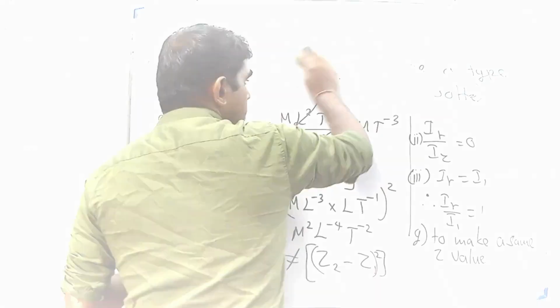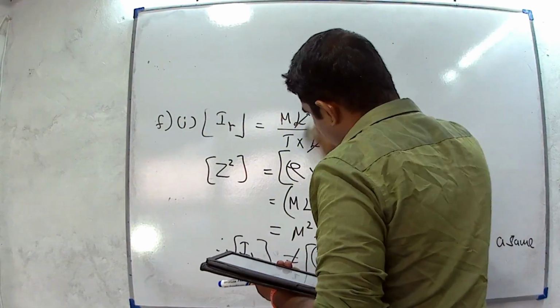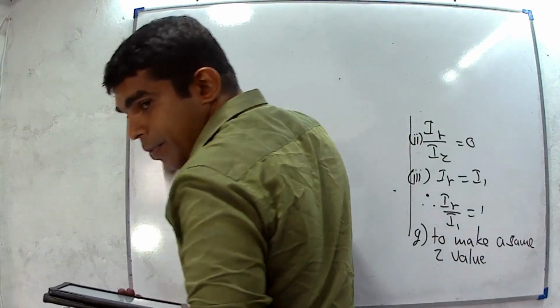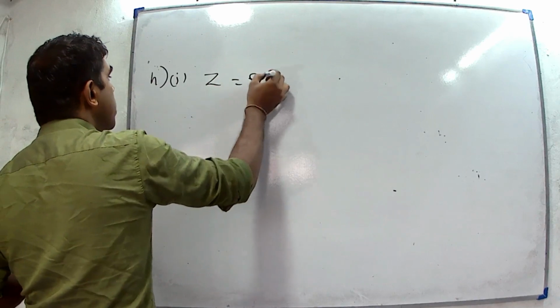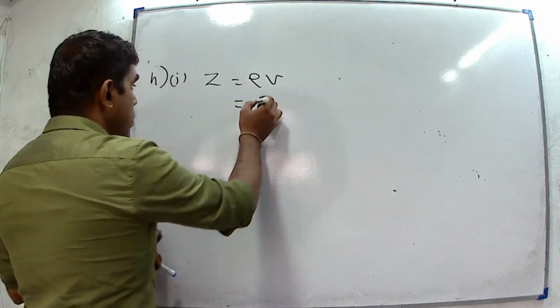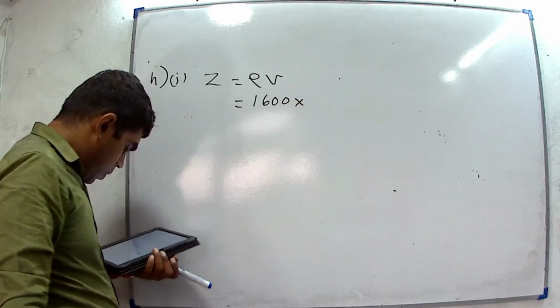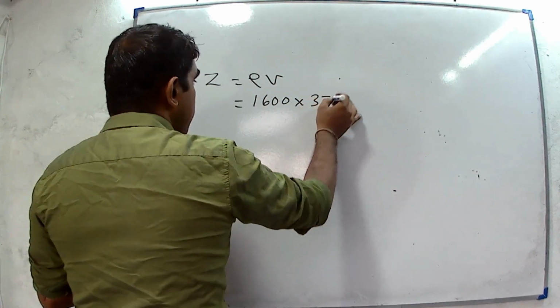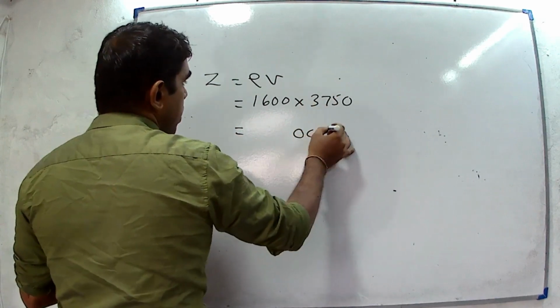Part H. What is the acoustic impedance Z of human skin with density 1600 kilogram per cubic meter, if the ultrasound wave travels through the human skin at a speed of 3750 meters per second? We have to use the given equation in the paragraph. Z equals rho v. It is given in the paragraph. Rho is the density 1600 into velocity 3750. There are 3 zeros.